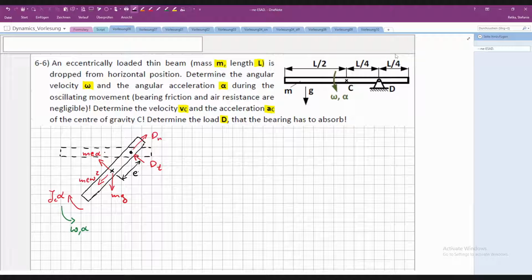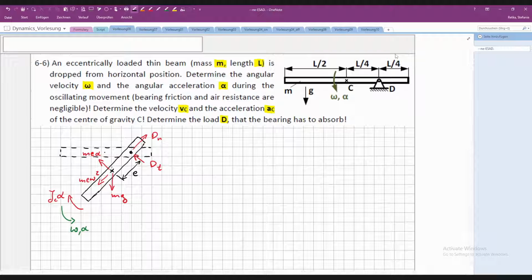Then when we build the equilibrium of moments, our JD, the mass moment of inertia with respect to the current axis of rotation, consists of JC times alpha, the inertial moment with respect to the center of gravity, plus the inertial force multiplied by the lever arm, which is equal to the Steiner share. We will see this later on.